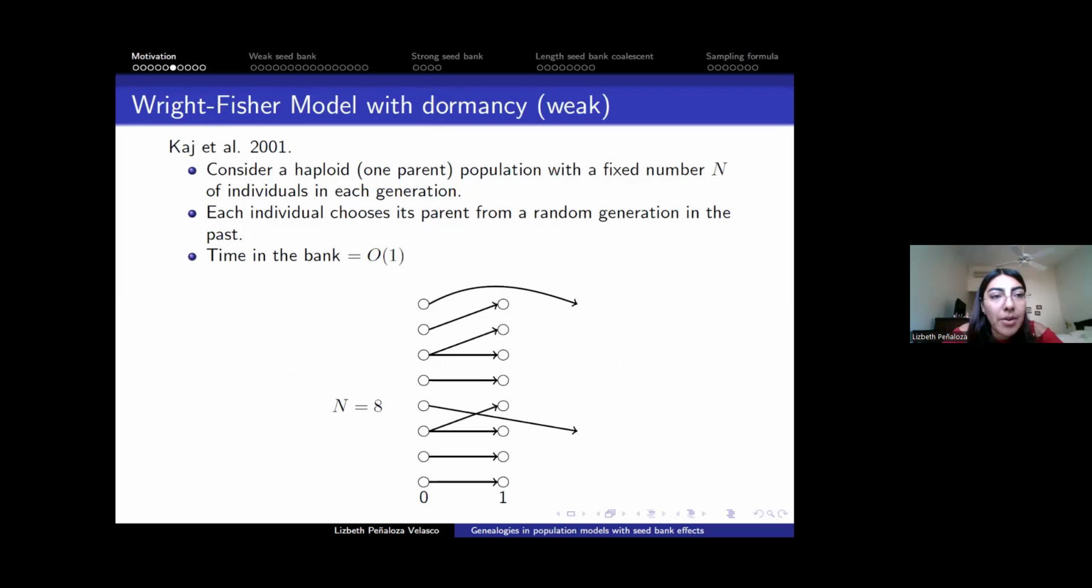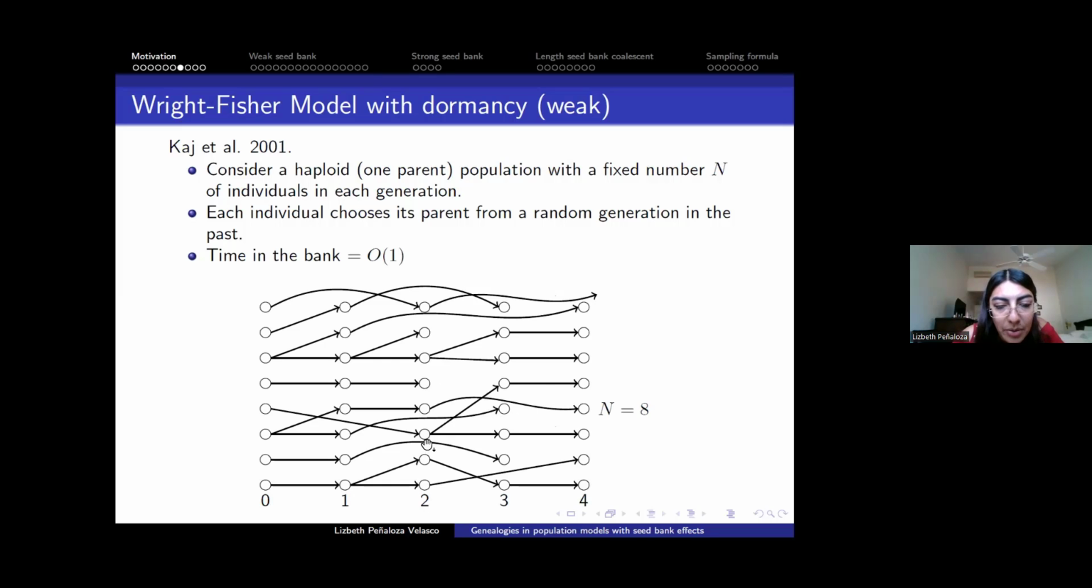So we have the Wright-Fisher model with dormancy. It's similar to the Wright-Fisher model because we have a haploid population with a fixed number, but the difference is that each individual chooses its parent from a random generation in the past, not necessarily in the previous generation. For example, this individual doesn't have offspring in generation number 1, but in generation number 2, this individual has an offspring.